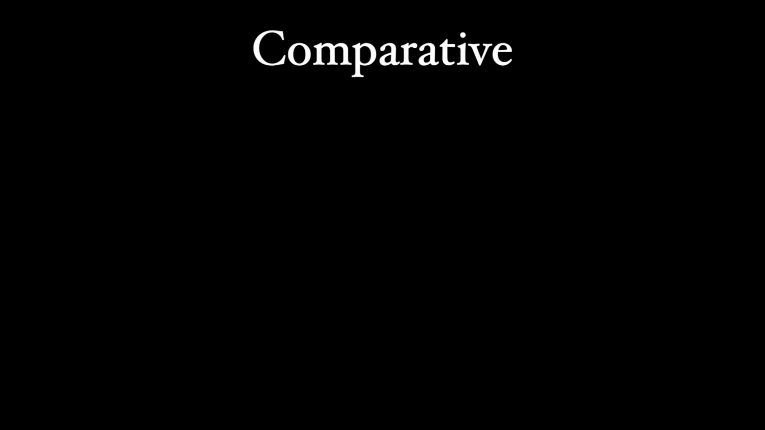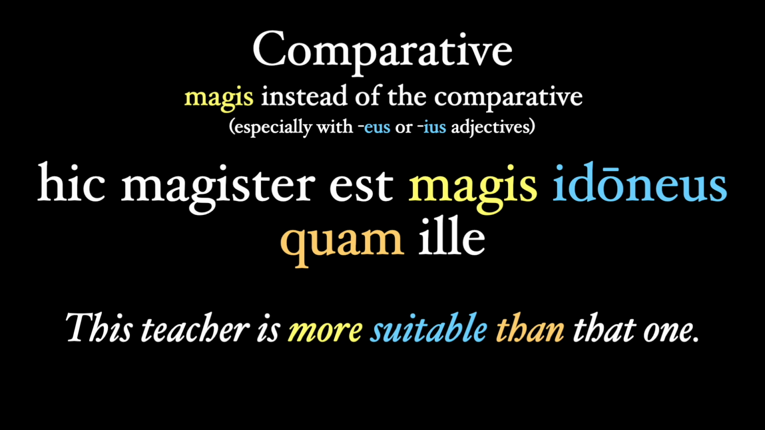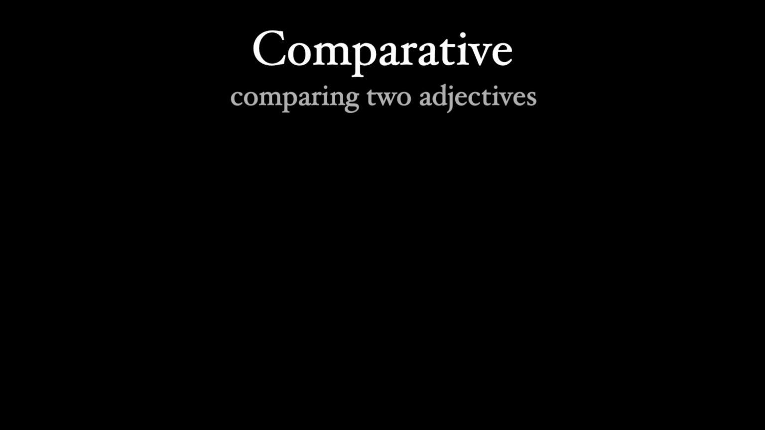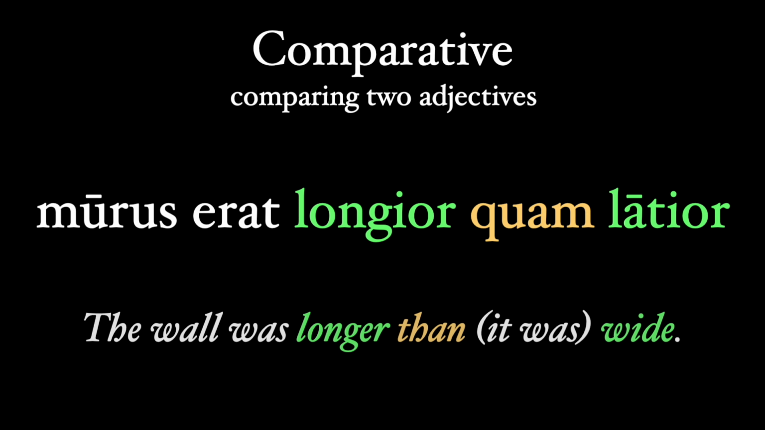Latin can also get by with using the word magis to mean more, in the same way that English does without using the comparative degree, especially with adjectives that end in eus or ius. So, hic magister est magis idoneus quam ille. This teacher is more suitable than that one. And note that the adjective idoneus isn't comparative. Magis also works if we want to compare two adjectives. Vir est stultus magis quam sapiens. The man is foolish more than he is wise. But let's get back to using the comparative without magis in this example. Murus erat longior quam latior. The wall was longer than it was wide.